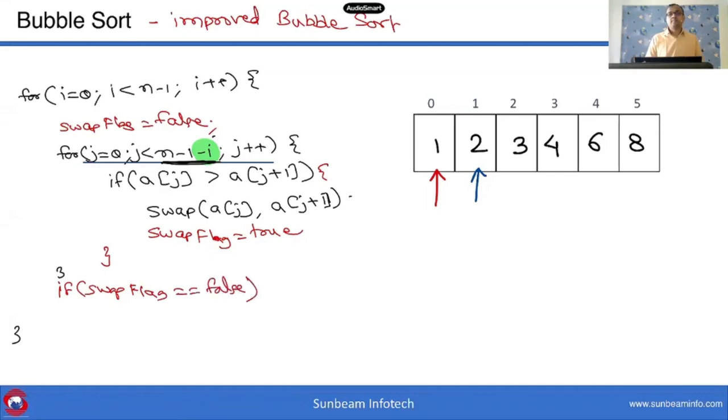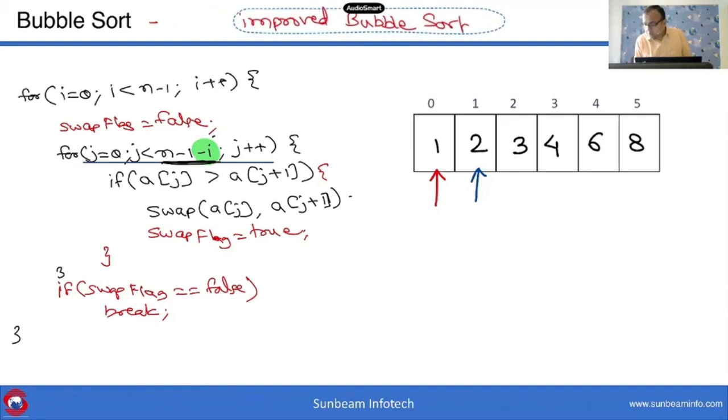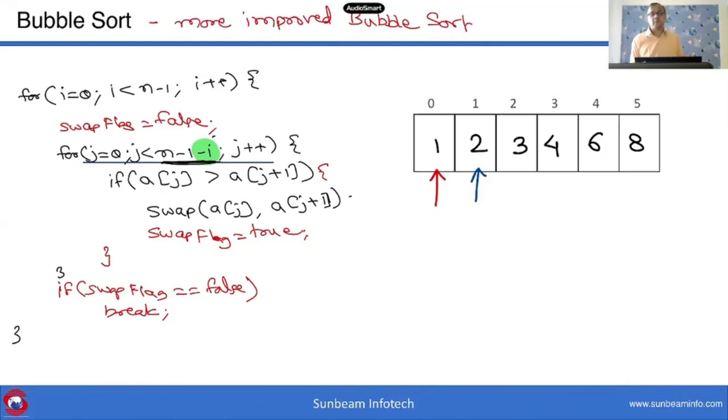What is the meaning of this? In this particular case, I also understand that there is not a single swap done in an earlier pass. And if it is false, there is no need of repeating even the next iteration. I can directly say break and I can come out. So I can say that this is not only the improved bubble sort, this is, let's say, more improved bubble sort.